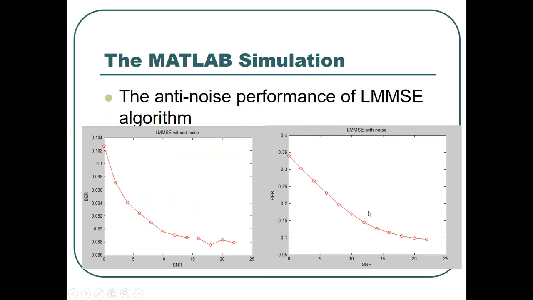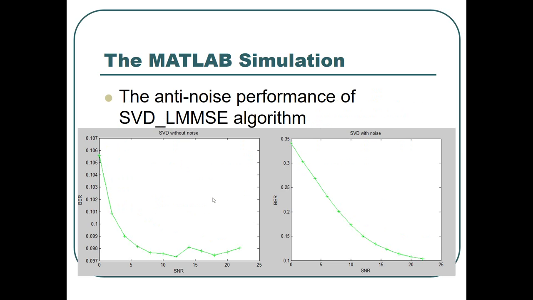These two pictures are about the RMMSE algorithm. Comparing these two pictures, we know that the BER of the noise situation is obviously larger than that of the ideal condition under the same SNR. However, the general trend of the curves is similar, which means the BER decreases with the increase of SNR. So the anti-noise performance of RMMSE channel estimation is great.